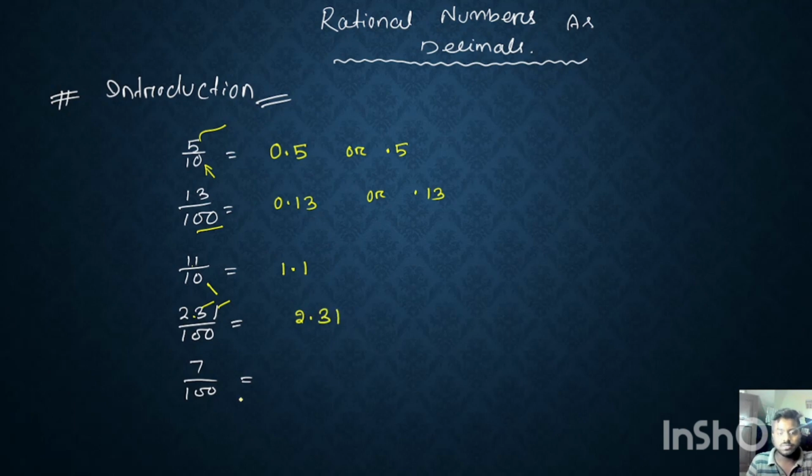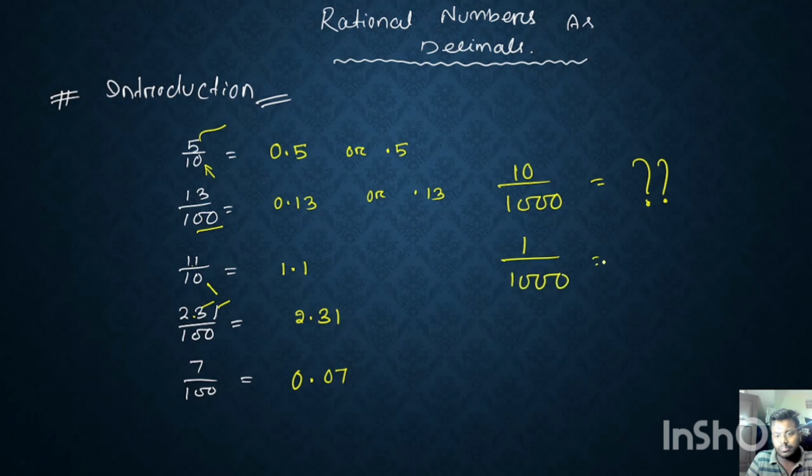Now the next question, 7 divided by 100. So we can write 0.07. Similarly, tell me in the comment section, 10 divided by 1000. Comment your answer in the comment box. The question is 1 divided by 1000. So what is the answer?